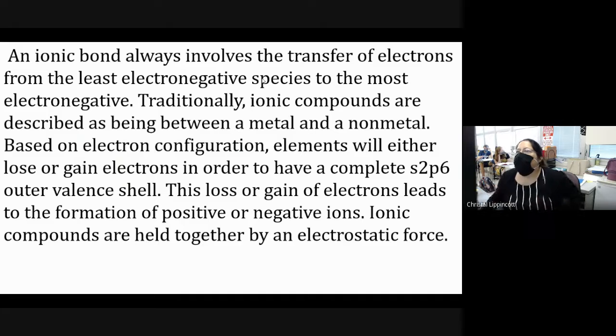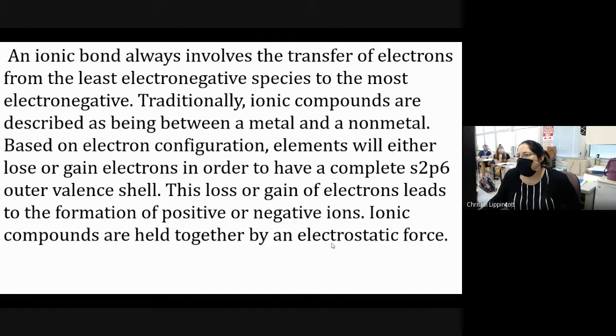So they're going to give electrons away, and then the ones that are most electronegative are going to gain electrons. Typically, this is going to occur between a metal and a non-metal. So based on electron configuration, elements will either lose or gain in order to have a complete s2p6 configuration. Loss or gain of electrons leads to that. That's a full valence shell.